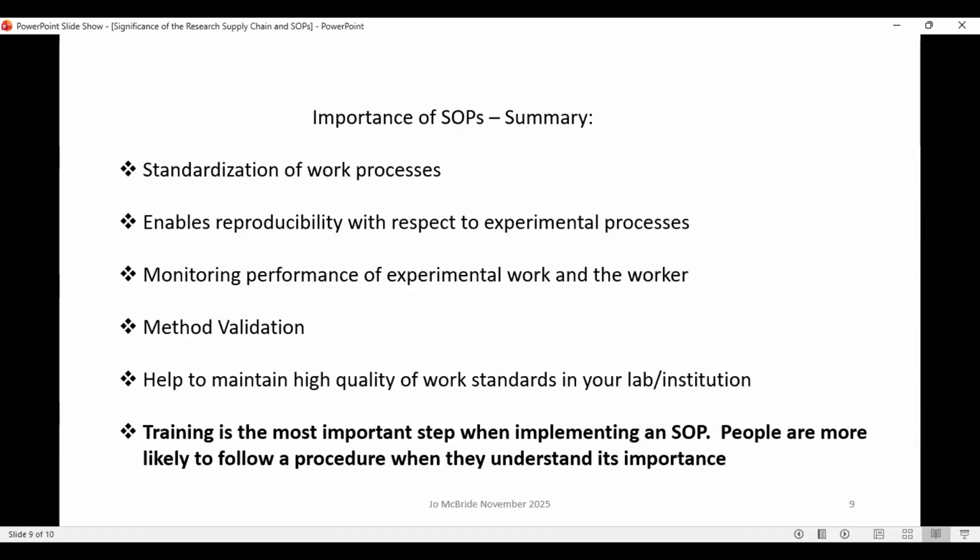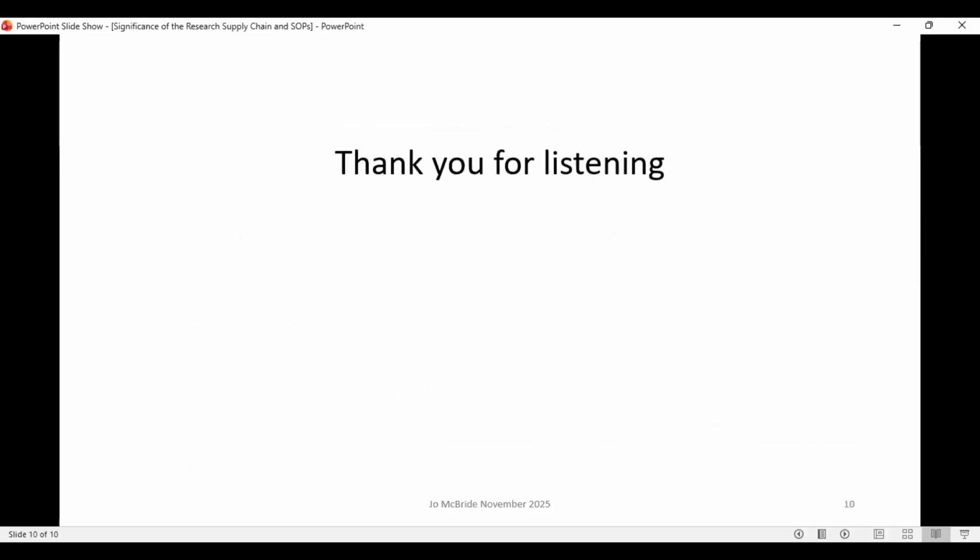But above all, taking all of that in mind, training is the most important step when implementing an SOP. And people are more likely to follow procedure when they fully understand its importance. Thank you for listening.